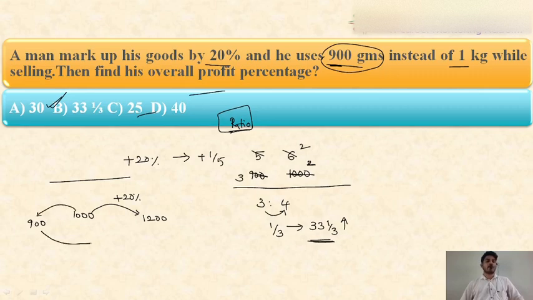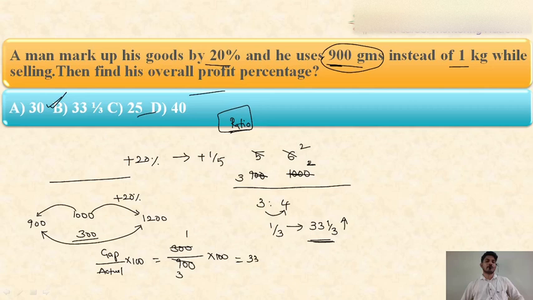So from 900 to 1200, what is the gap present here? There is a gap of 300. What is the gap? Gap divided by the actual quantity you are getting, into 100. Gap is 300, and the actual quantity you are getting is 900 grams, into 100. 300 and 900, the 3s get cancelled. 1 by 3, nothing but 33 1 by 3 percentage profit to the shopkeeper.